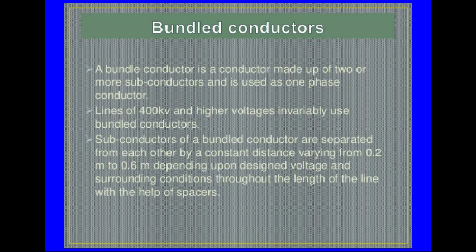Subconductors of a bundled conductor are separated from each other by a constant distance varying from 0.2 to 0.6 meter, depending upon designed voltage and surrounding conditions, throughout the length of the wire with the help of spacers. Means bundled conductors are nothing but a set of conductors of a phase, and these conductors are separated by spacers with uniform distance.